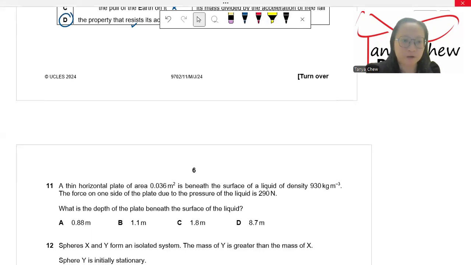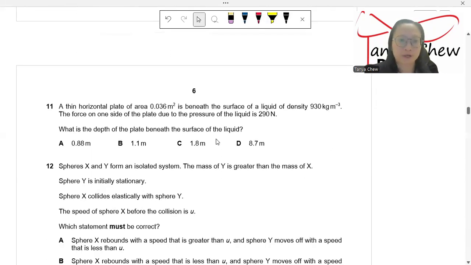Question number 11. A thin horizontal plate of area, I better write it down first, 0.036 meters squared is beneath the surface of a liquid of density 930 kilogram per meter cubed. The force on one side of the plate due to the pressure of the liquid is 290 Newton. What is the depth of the plate beneath the surface of the liquid? Now I need to find, since they asked about the depth, this is a force on one side of the plate due to the pressure of the liquid. This force is actually upthrust force.